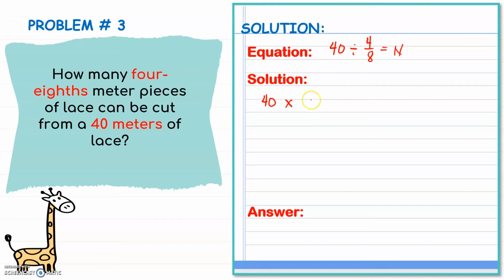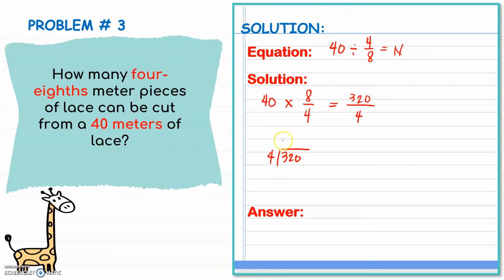And again, to solve this problem, we'll have to multiply the dividend by the reciprocal of the divisor. Since our divisor is 4/8, then its reciprocal is 8/4. Then 40 times 8 will give us 320. Then we just copy the denominator 4. Again, our answer here is an improper fraction, so we'll have to divide the numerator by the denominator.